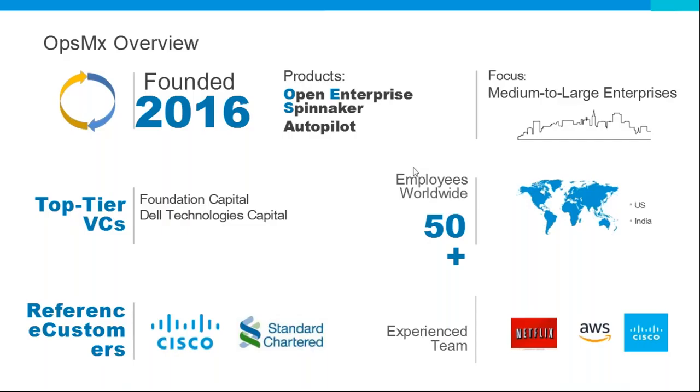So we are OpsumX, and we are a startup. The organization started in 2016, and our base platform is mainly Spinnaker. We have also redefined Spinnaker into Open Enterprise Spinnaker, which we have improved with some of our basic customizations to support medium to large enterprise organizations as per their continuous integration and delivery requirements.